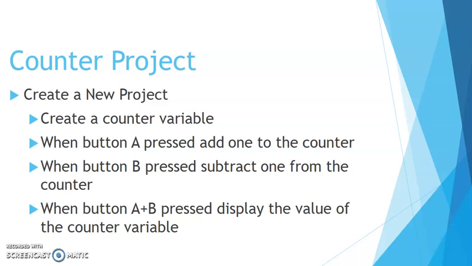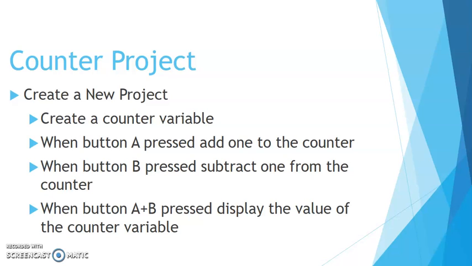In the basic example, we're going to create a new project. Then we'll create a counter variable. When the A button is pressed, we'll add 1 to that counter. When the B button is pressed, we subtract 1 from the counter. And when the A and B buttons are pressed together, we'll display the value of the counter variable.